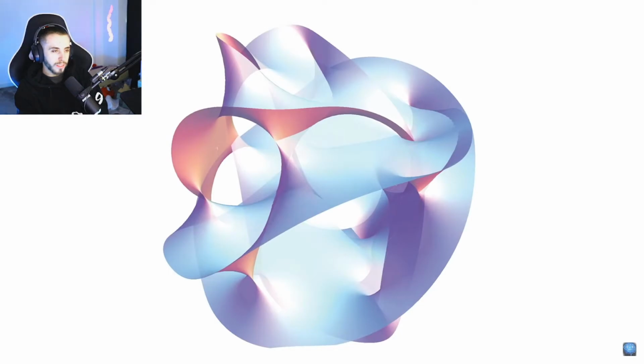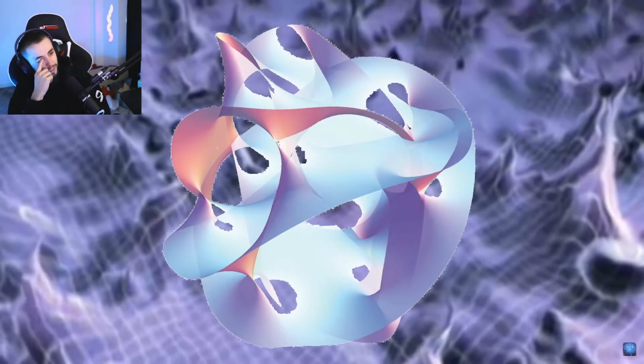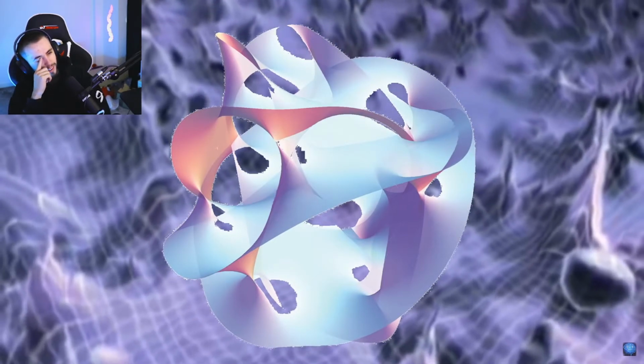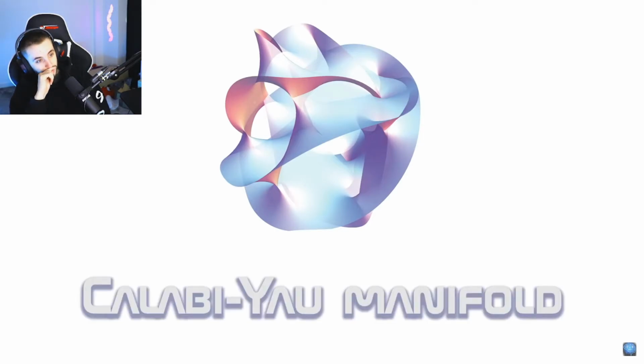The same thing goes for the other 6 spatial dimensions in our universe. How? They are on such a small scale that they are indistinguishable from the normal 3 dimensions. These extra dimensions can be represented in form of a Calabi-Yau manifold. I don't know what the f is this. Don't ask me to explain it.